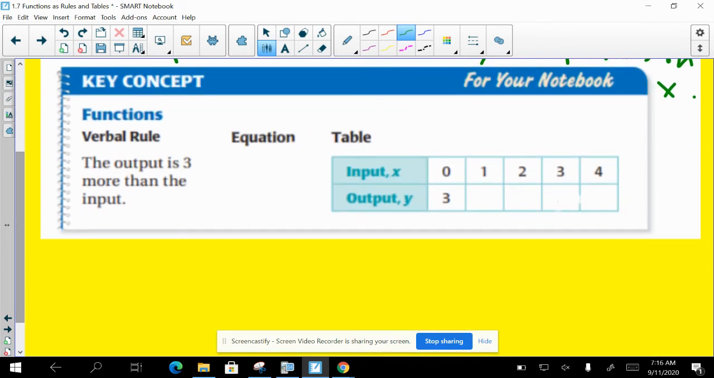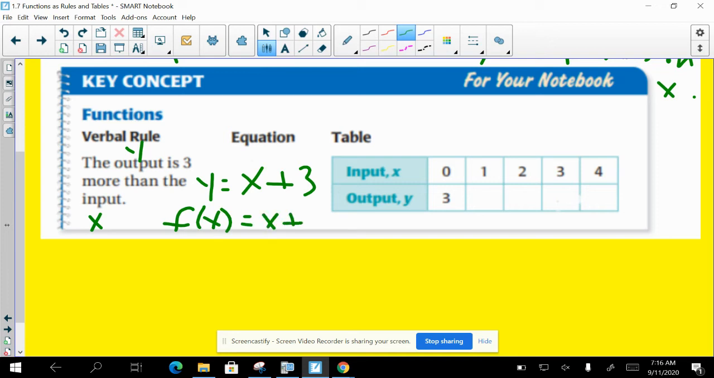So here's a little table. The verbal rule: the output is 3 more than the input. So the output is y, the input is x. The output y equals 3 more than an input, so 3 plus x. But we always write the x first, so it's going to be x plus 3. And then here's a table to represent that. You can also say f of x equals x plus 3.